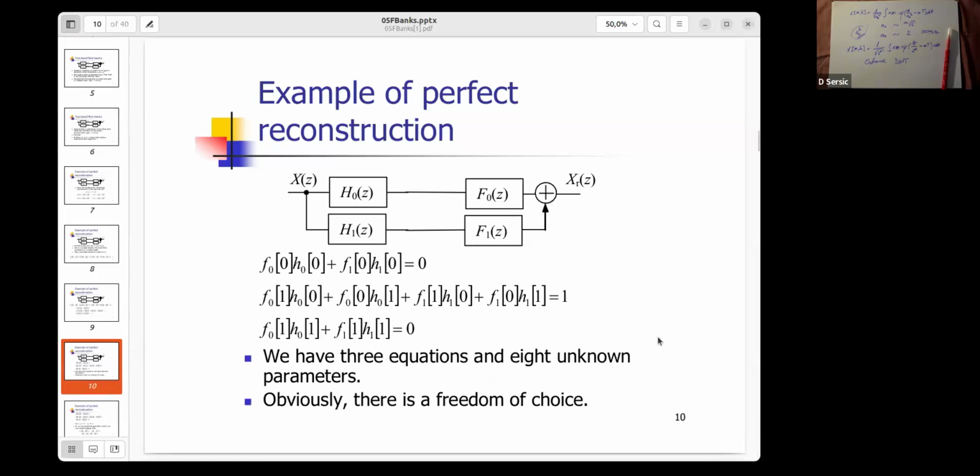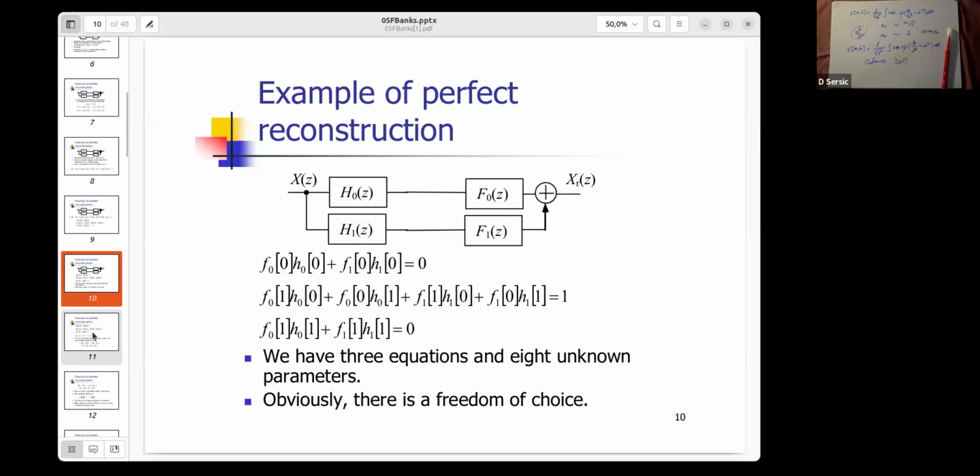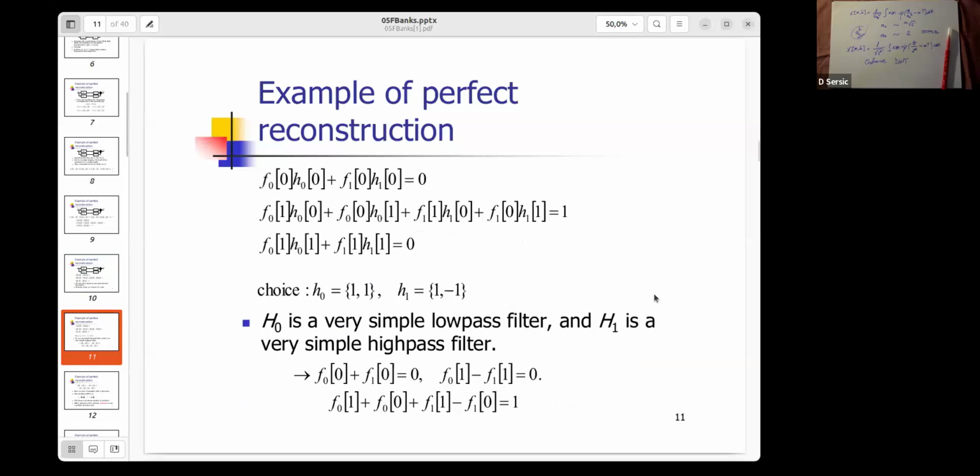We have 3 equations and 8 unknown parameters. It means that there are a zillion solutions that satisfy such a system. We have a very big freedom of choice, so we can choose almost anything we want. 3 equations and 8 unknown parameters give a large space of possible solutions. So to have the perfect reconstruction is pretty trivial in such a system. Okay, so let's choose something.